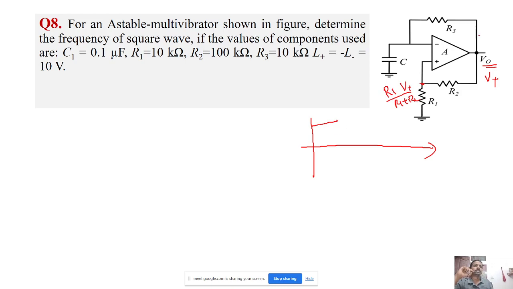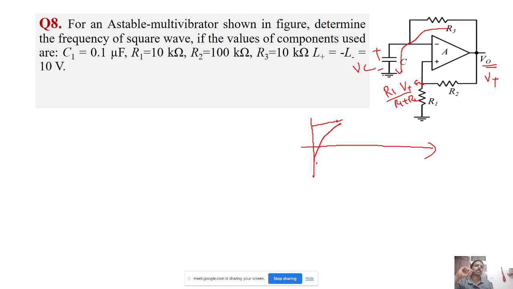Since this is V plus, and initially we assume the capacitance has not attained the voltage V plus, it will charge like this. So VC will start charging, starting from some value, and it is trying to charge to V plus. But the voltage here is V plus into R1 by R1 plus R2.